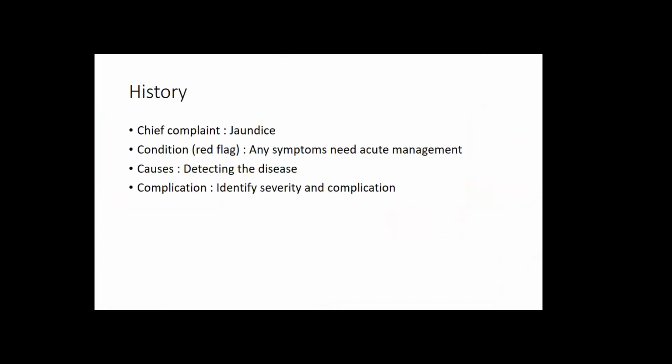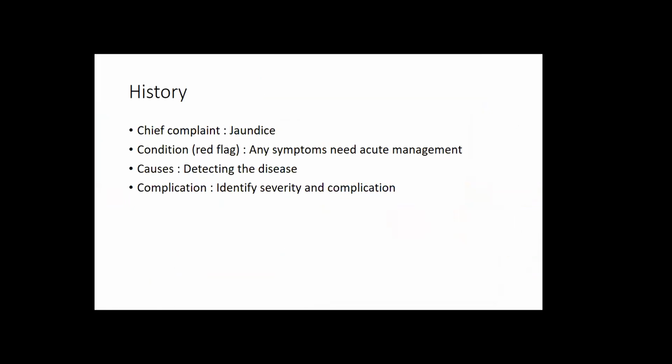As I mentioned, I divided the history into four parts. If a patient comes to you with jaundice, first we need to identify the chief complaint. Is it really jaundice? Afterward, we must assess the condition. If the patient is not stable, we must stabilize first. You don't take the history first unless the patient is stabilized. Also, if there are any red flags, we proceed with acute management first before further action.